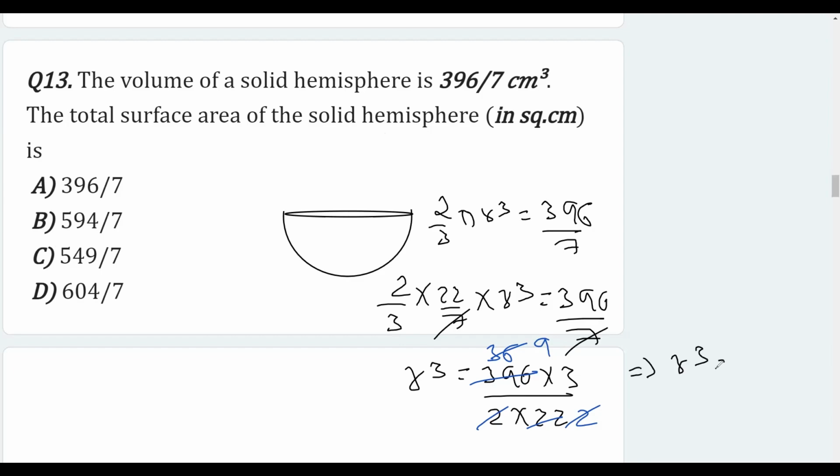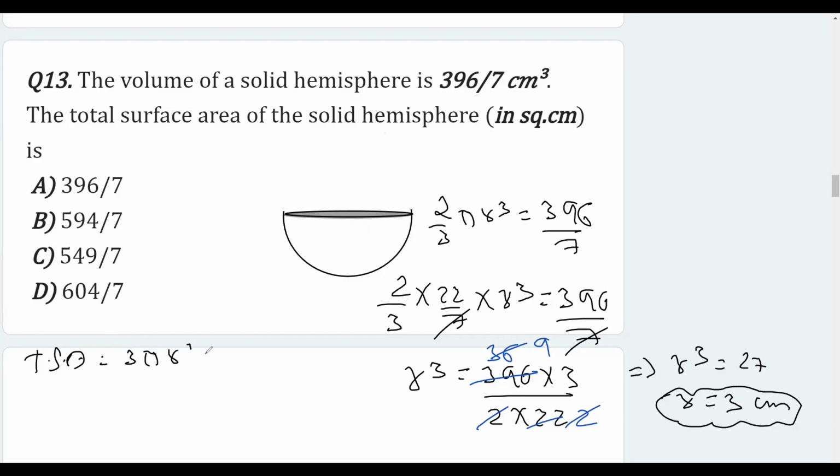R cube is 27. That implies r is 3 centimeter. Now, once we get this radius, we have to find its total surface area. That means even including this portion, this is also included here. Now, to find the total surface area, we have a formula, that is total surface area is 3 pi r square. Is it? Yeah, it should be 2 pi r square plus pi r square.